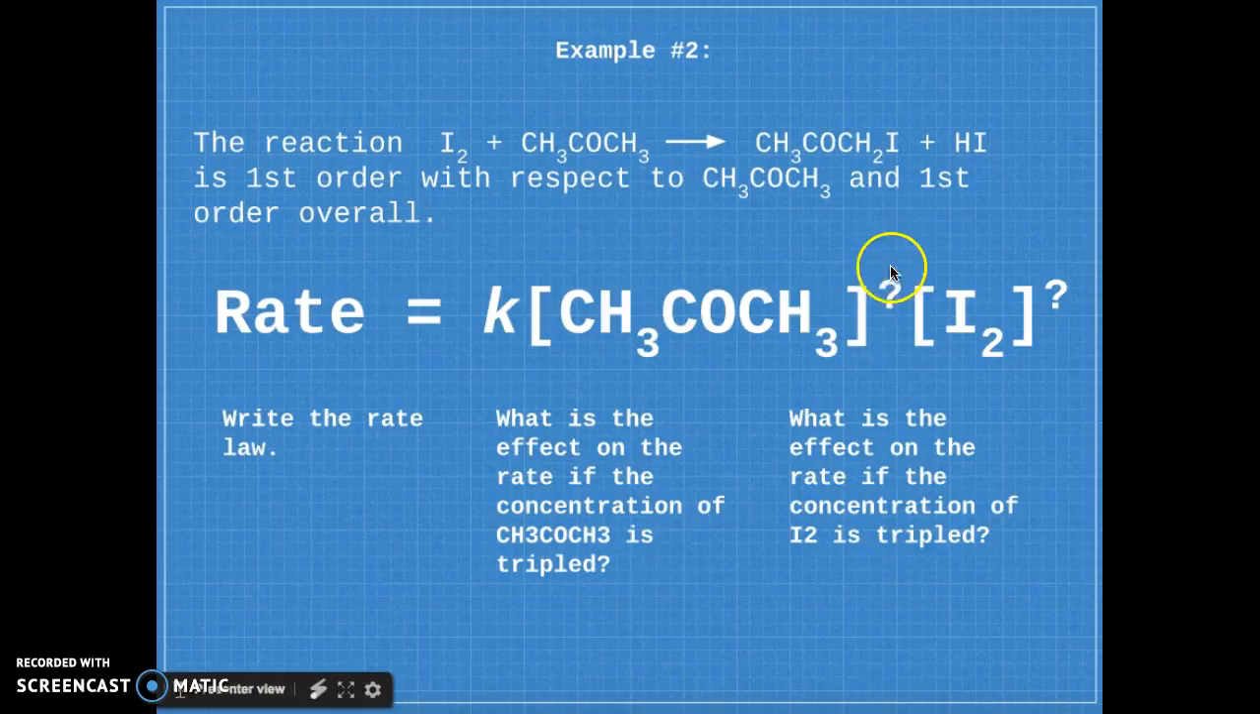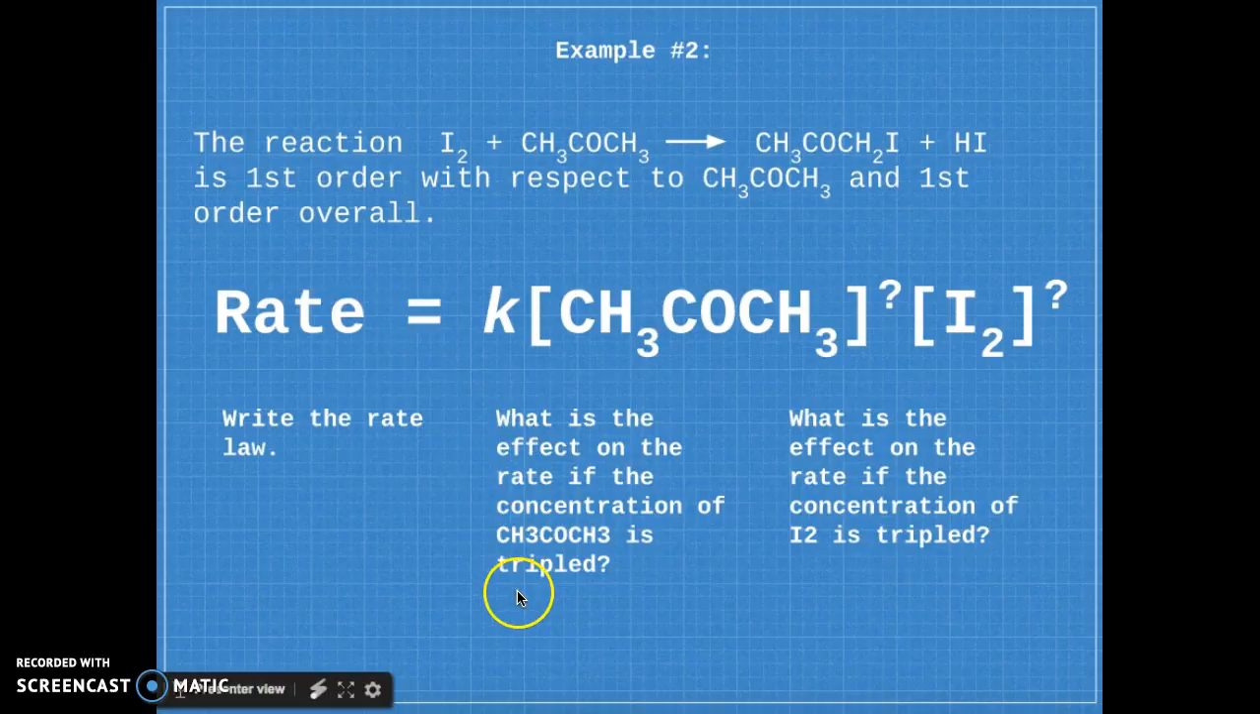When the exponent is a 1, that tells you whatever happens to the concentration, the same effect will be seen on the rate. If the exponent is a 0, essentially that means this concentration has no effect on the rate because anything raised to the 0 power is going to give us 1. So no matter what we do to the concentration, after we raise it to the 0 power, it's not going to impact the rate mathematically.